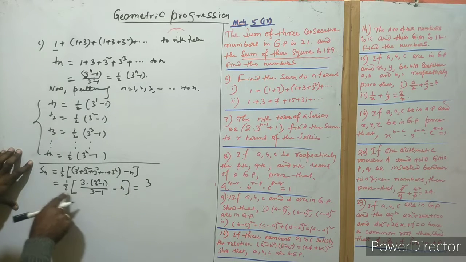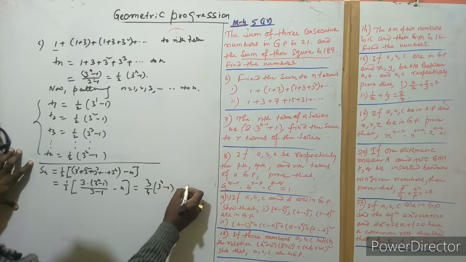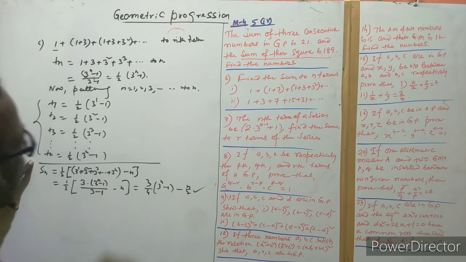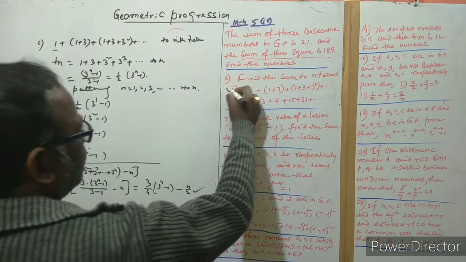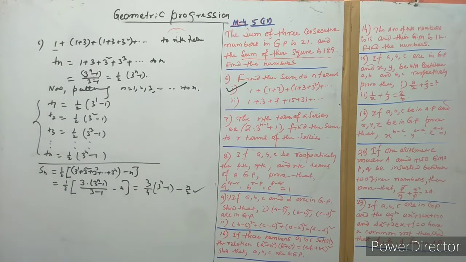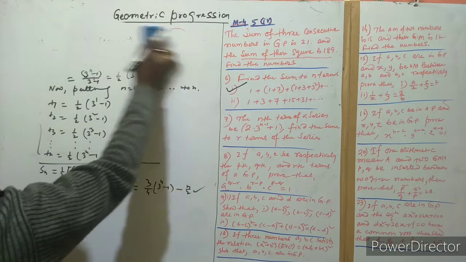This is 3. This here is 2. 2 2s are 4 here. Okay, and now 3 to the power n plus 1 minus 3 minus n by 2. Okay, see, this is the solution for question 6 part 1. Okay, see the next solution for 6 part 2.